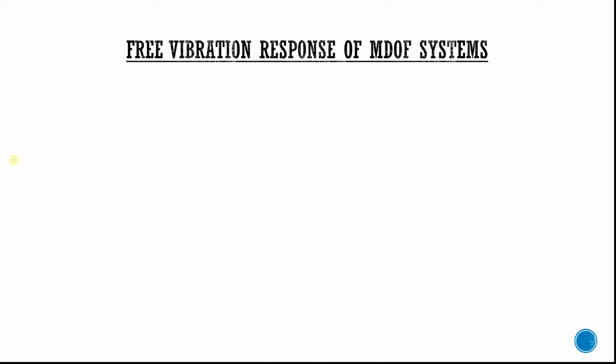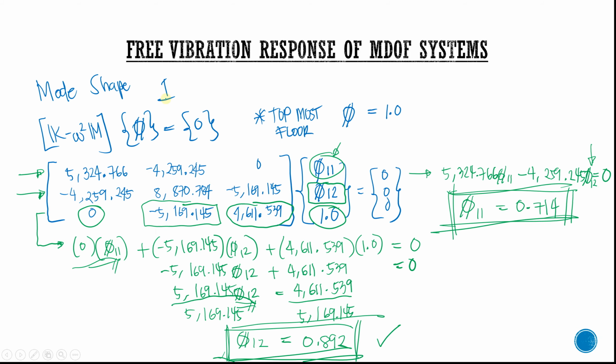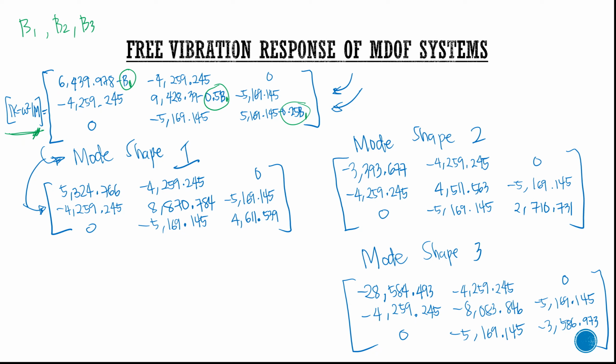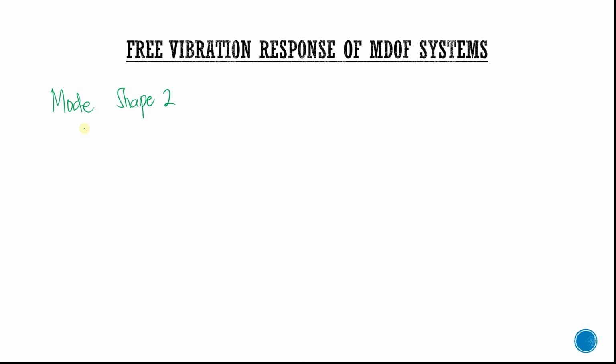Next is the mode shape 2. We're going to calculate the mode shape 2. Actually, the process is just the same as with the mode shape 1, but instead of this matrix, we'll be using this matrix in calculating the mode shape 2. We'll be able to calculate that the mode shape 2 for the second floor is equal to 0.524, and then the mode shape 2 for the first floor is equal to negative 0.658.